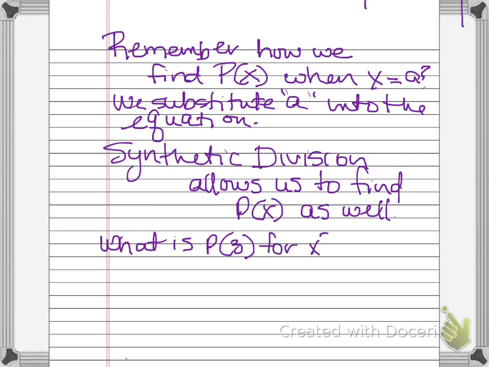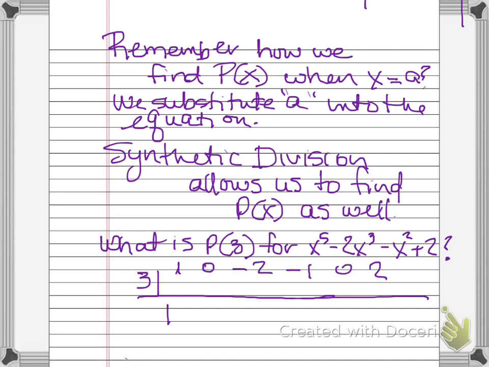What is p of 3 for x to the 5th minus 2x cubed minus x squared minus 2? We're going to write it out. We have to account for all of our exponents. So you see that I have a 0 here and a 0 at the end. So we seed it with 1, and then we go back through: 3 times 1 is 3, bring it down. 3 times 3 is 9, 9 minus 2 is 7, bring it down. Put it underneath the next one, and then we finish.